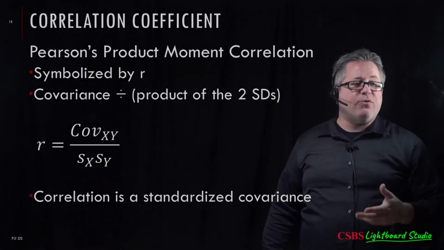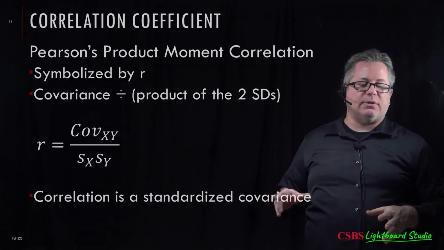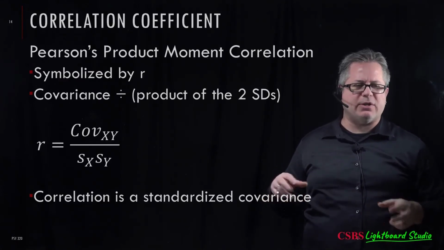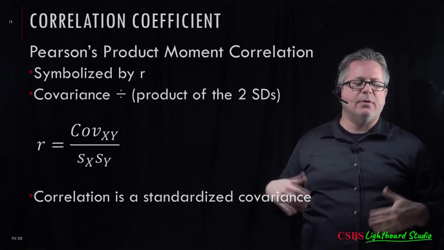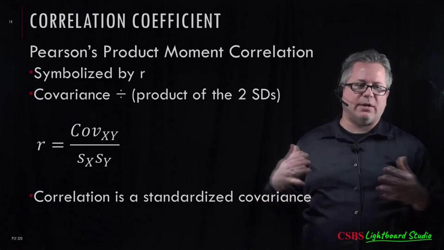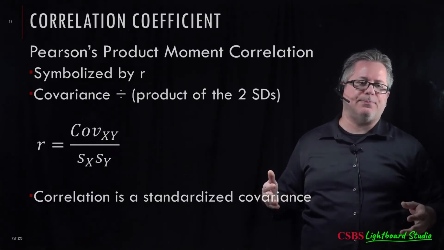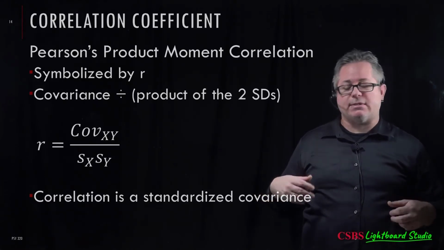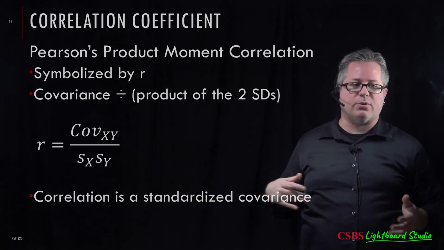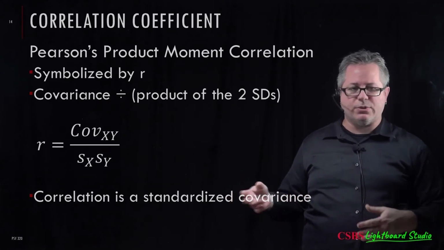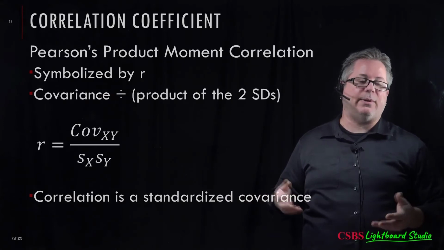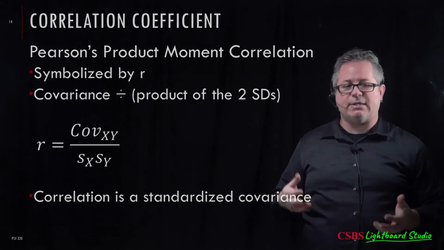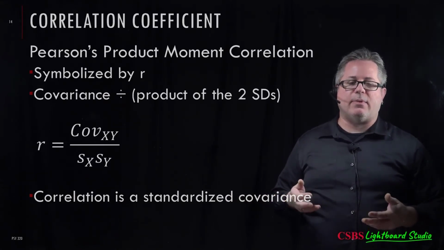So like I said, the covariance actually is hard to interpret. It's numerically a little strange. The positive and negative signs help, but instead of trying to interpret the covariance directly, we can try to standardize it. The same way that we standardize raw scores into z-scores, we can take our covariance and standardize it. How do we standardize things? We tend to divide by standard deviation.